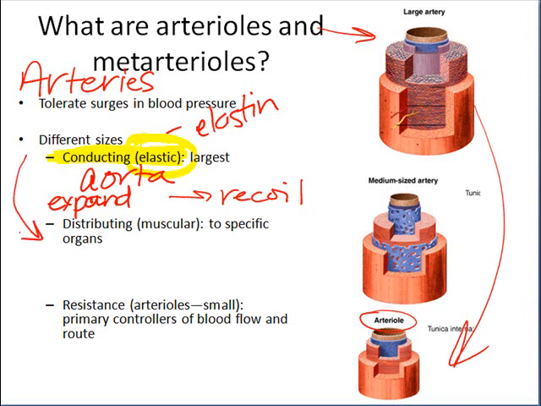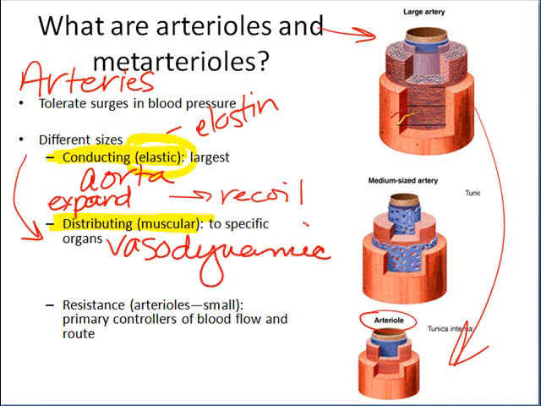The next size down in terms of the arteries are what are called the distributing or muscular arteries, both of which give you a hint as to what they do. They distribute blood to specific organs, and they tend to have a goodly amount of smooth muscle tissue, so they're often called the muscular arteries. These are very vasodynamic. In fact, of all of the types of arteries, they are the most vasodynamic, meaning they have the greatest ability to dilate and constrict. And again, that's because they have the greatest amount of smooth muscle tissue.